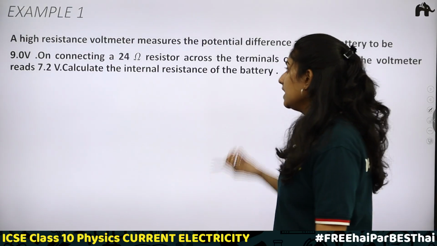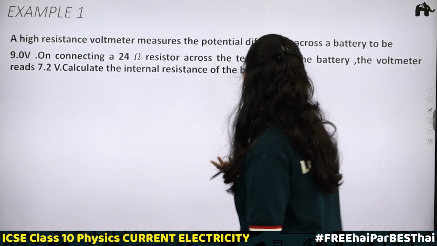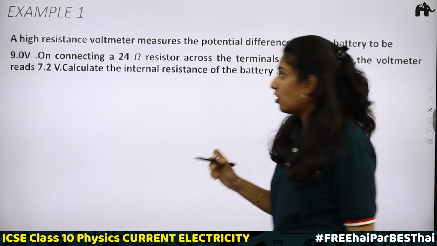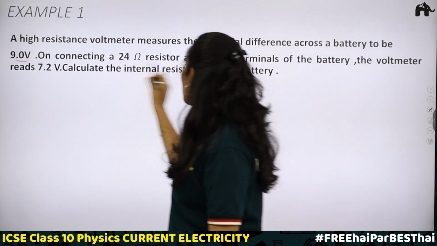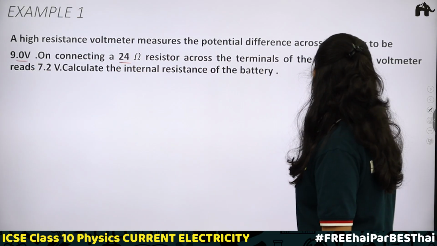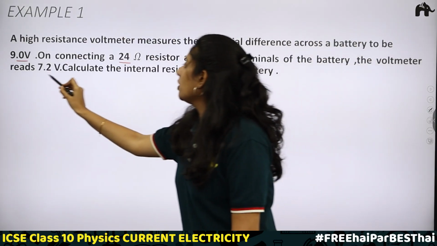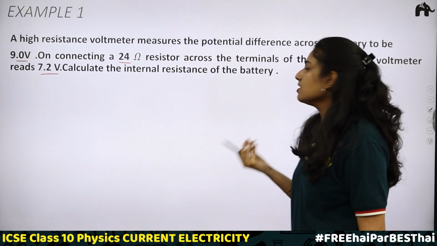Let us take an example. A high resistance voltmeter measures the potential difference across a battery to be 9 volt. On connecting a 24 ohm resistor across the terminals of the battery, the voltmeter reads 7.2 volt. Calculate the internal resistance of the battery.